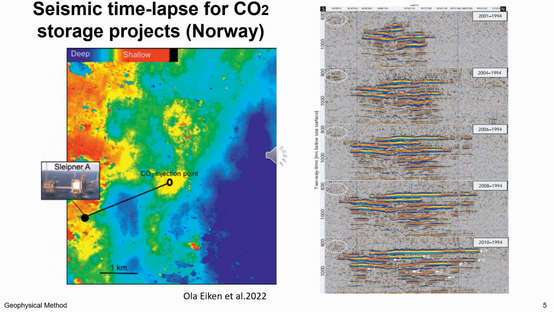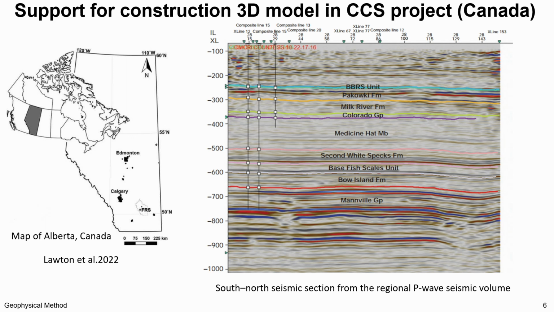Time-lapse seismic, also called 4D seismic, compares repeated seismic surveys acquired at different times. By subtracting or comparing surveys, we can detect changes associated with CO2 injection and plume migration. This is one of the most powerful monitoring tools in CCS because it gives a spatially extensive picture of reservoir change over time.